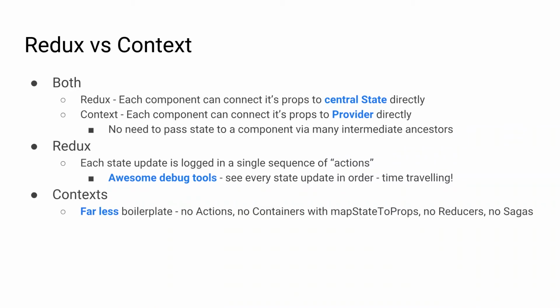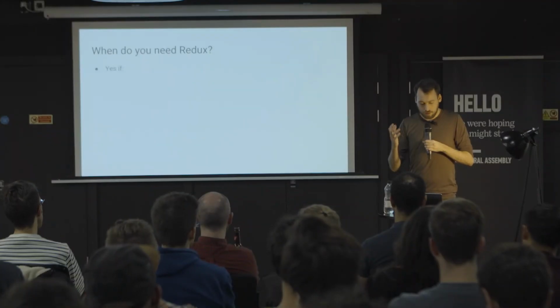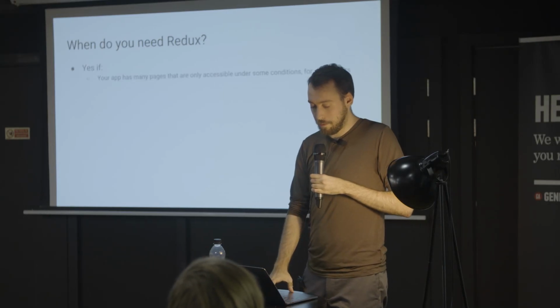Whereas with context, there's just far less boilerplate. There's no actions, containers, reducers, sagas. You can save yourself just a lot of typing and some of the complexity that you saw there when you have weird problems. So I think, when do you actually need Redux? I've used Redux in quite a few projects. I've used the context API more recently.